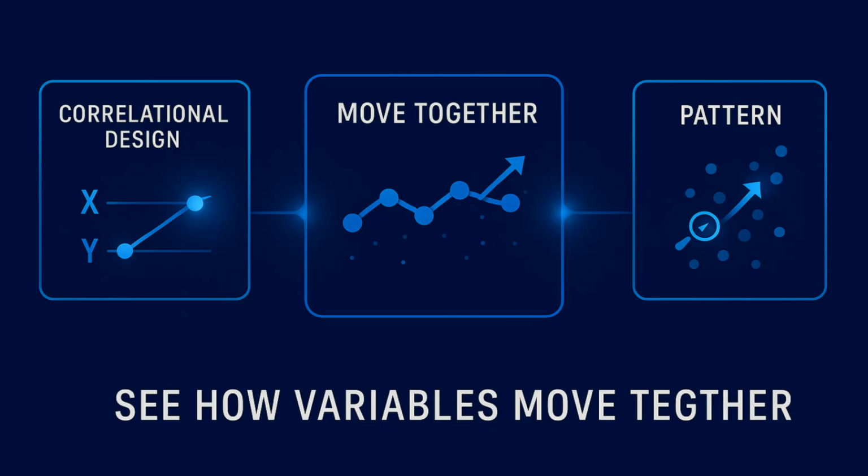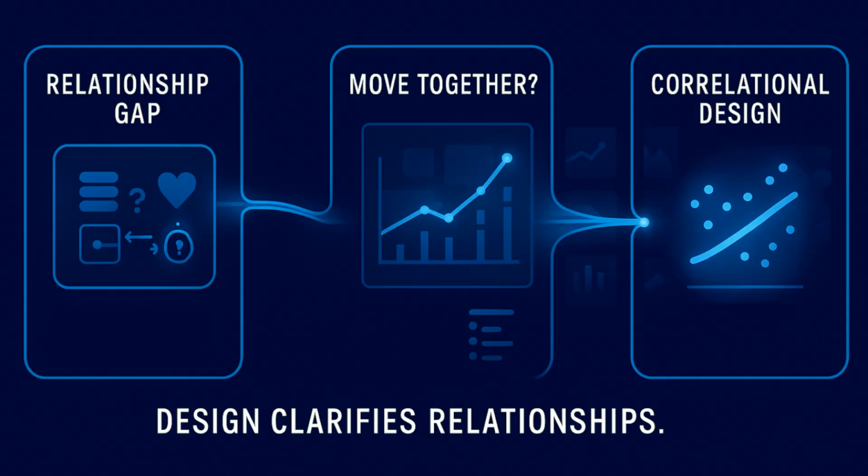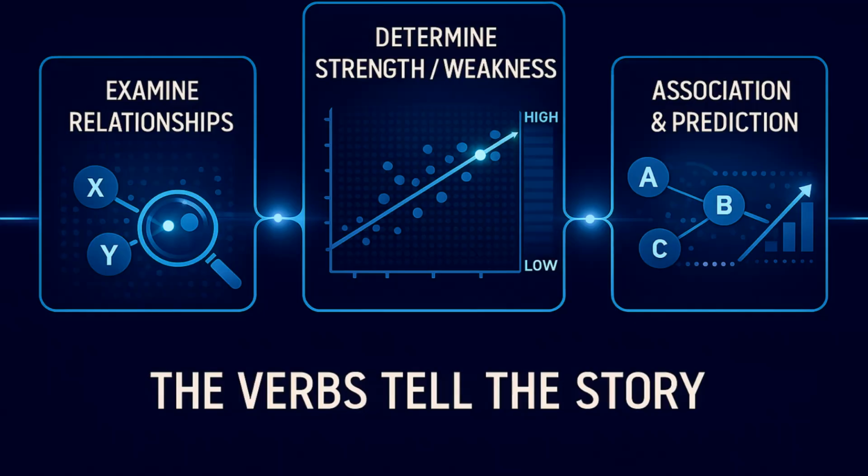Correlational design sees how variables move together. It appears when the research problem reveals a gap in relationship rather than cause, when the field needs to understand whether two constructs rise together, decline together, or diverge. The verbs tell the story: examine relationships and determine strength or weakness of relationships, association of variables, or prediction.